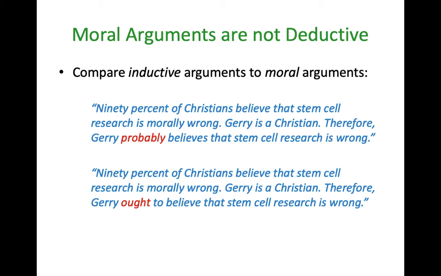Now compare that with the following moral argument. Different kind of argument. 90% of Christians believe that stem cell research is morally wrong. Jerry is a Christian, therefore Jerry ought to believe that stem cell research is wrong. That's a really different conclusion. To say he ought to believe it is to include some assumption about how Jerry ought to believe the way other Christians do. Even that Jerry ought to believe that the arguments against what Christians in general believe are bad arguments. Jerry ought to believe that stem cell research is never okay, right? So these are different arguments.